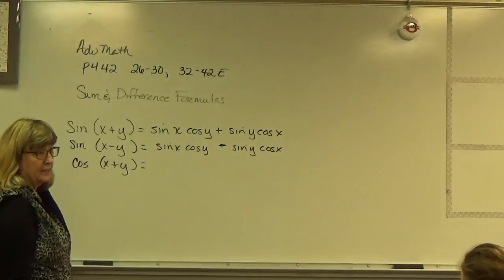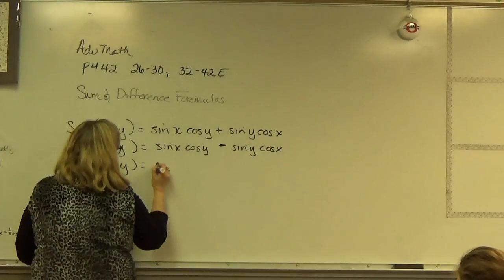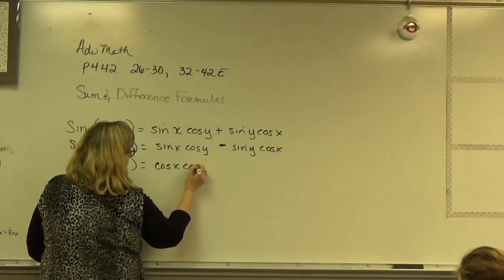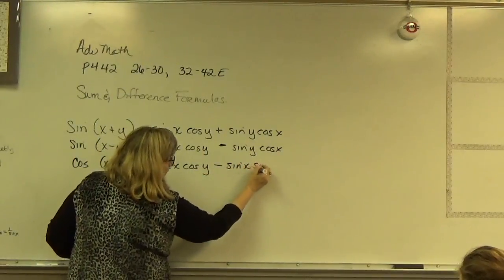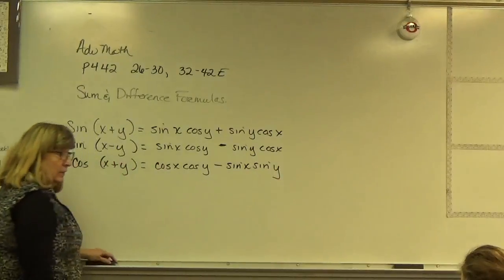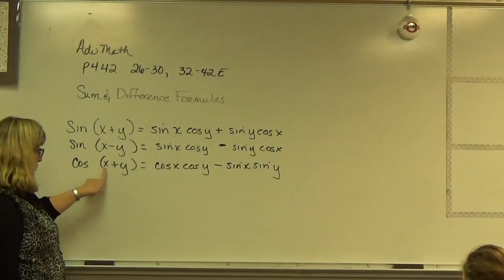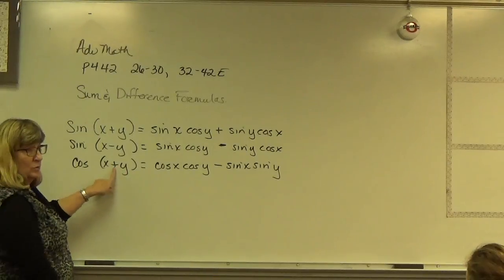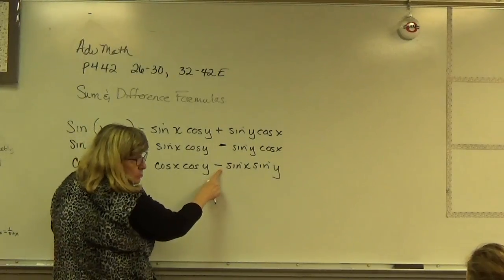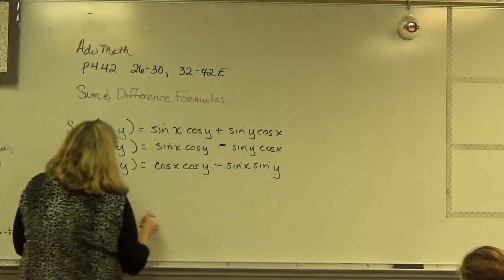Cosine of two angles added together is cosine of the first one, cosine of the second one, minus sine of the first one, sine of the second one. And again, it's cosine of the first one times cosine of the second one. Then notice this sign, what's different? Subtract sine of the first, sine of the second.